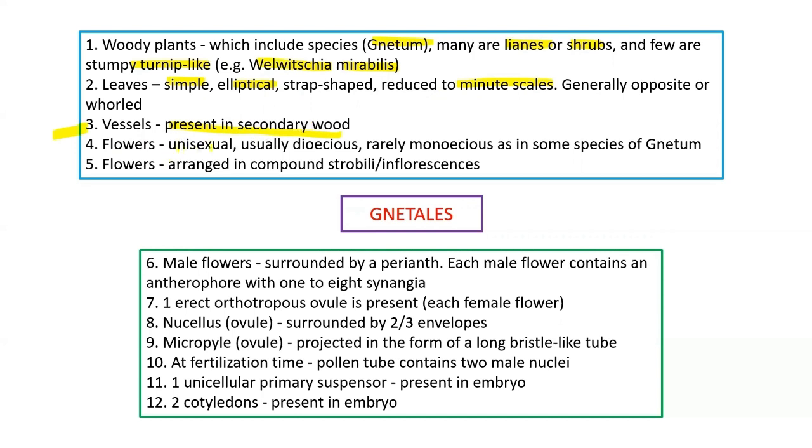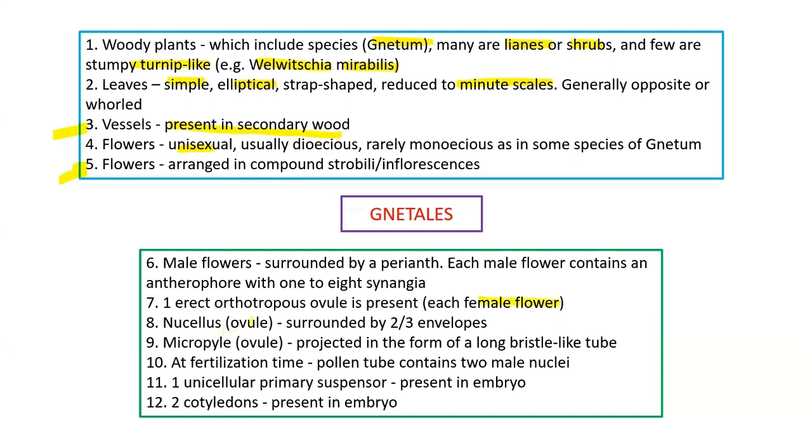Now, the flowers are unisexual and usually dioecious, and only rarely are they found monoecious, as in the case of Gnetum. Flowers are arranged in compound strobili or inflorescence. That is also an important feature. Male flowers are surrounded by perianth, and each flower contains an anthophore and 1 to 8 synangia.